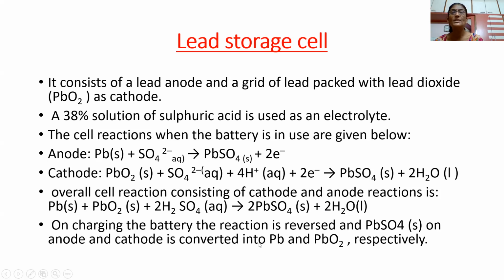PbSO4 at the anode and cathode is converted into Pb and PbO2 respectively. So this cell is a secondary cell because it can be recharged again. Its voltage is almost 2 volt. So many anodes and many cathodes when connected in series, its voltage can be increased.